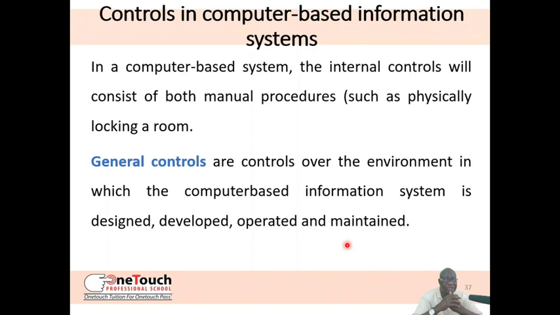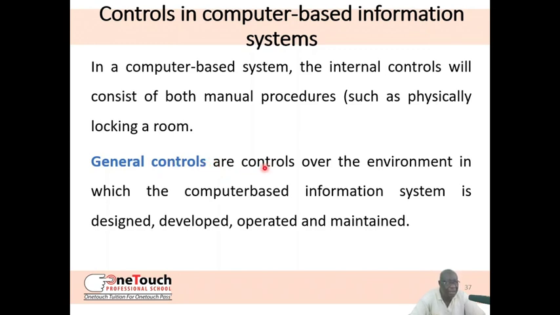Then controls in computer-based information system. If you are going to audit a client that is computerized, you expect some controls to be in place. That's what we are looking for. So in a computer-based system, the internal controls will consist of both manual procedures and what? So we have what we call manual procedures. Yes, make sure that your client put in place manual procedures. One of these is called general controls.